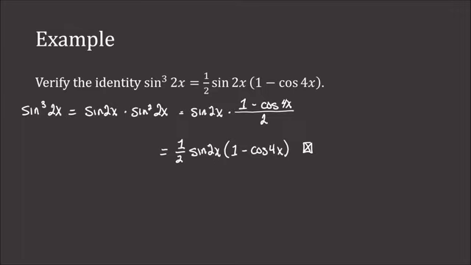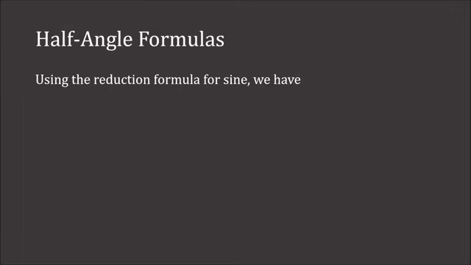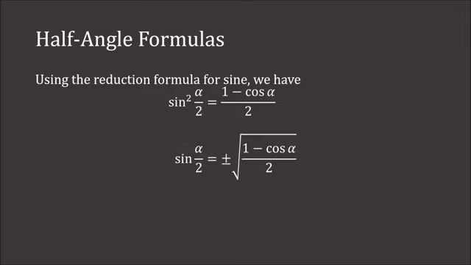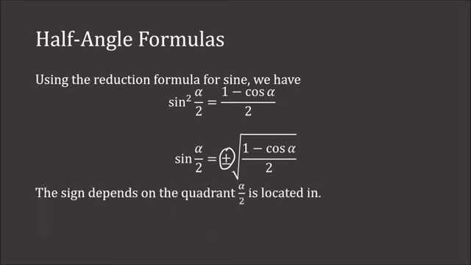And finally, we look at the half angle identities. Using the reduction formula for sine, we get that sine squared of alpha over 2 is equal to 1 minus cosine of alpha all over 2. This means that sine of alpha over 2 is plus or minus the square root of 1 minus cosine of alpha all over 2. The sign, whether it's plus or minus, is totally dependent on the quadrant that alpha over 2 is located in.